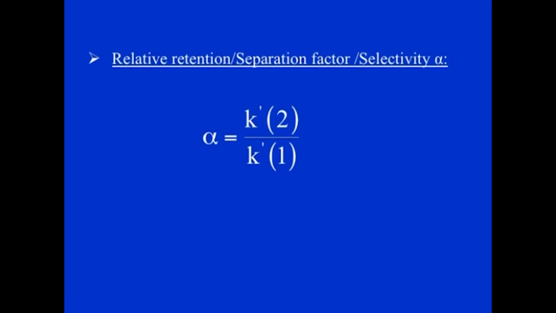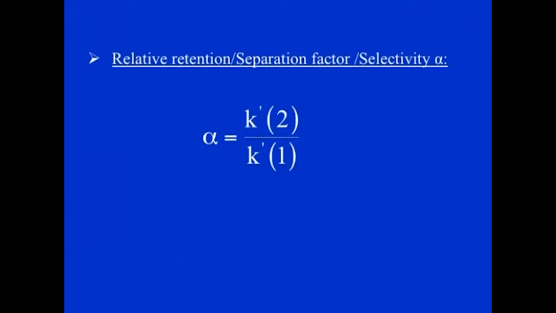Another important factor is the separation factor or selectivity factor, alpha. Now, it is a relative retention, or you can say separation factor or selectivity factor, and this is the measure of the inherent ability of a system to discriminate between two analytes. That is, capacity ratios are a reflection of the selectivity of the system. If it has a higher capacity ratio, it will have higher selectivity, and this is expressed by the selectivity factor, which is given here.